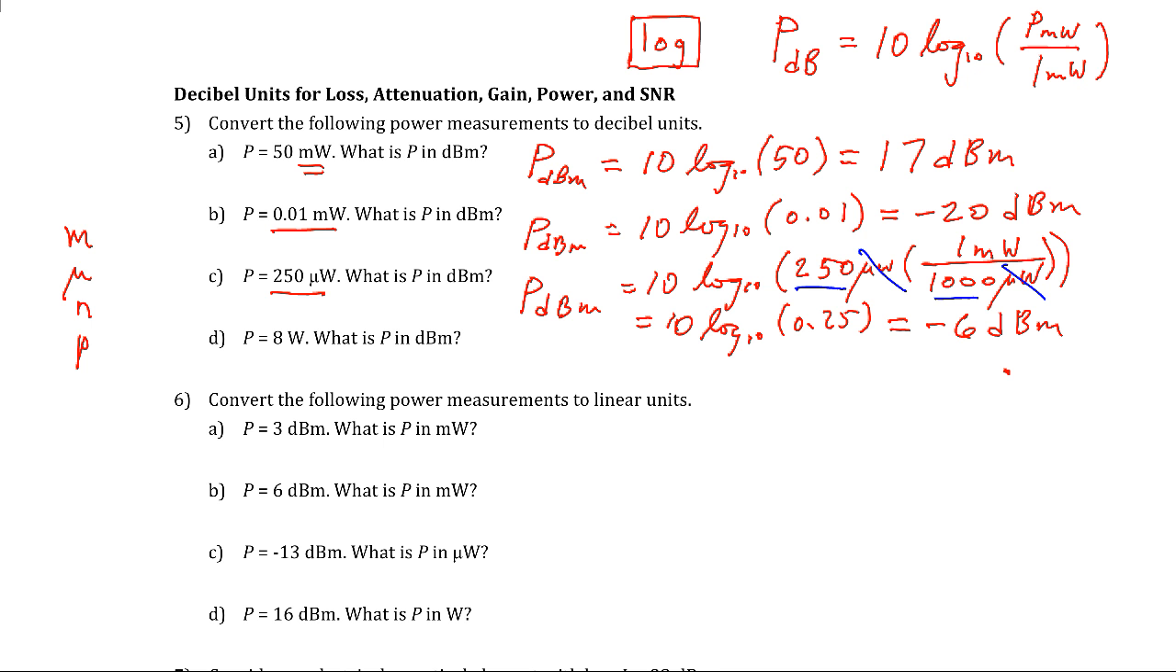Finally, 8 watts is 8,000 milliwatts, because a milli is a 1,000th of a watt. So I'm going to go ahead and plug in the 8,000 here. P in dBm is 10 log 10 of 8,000. And this we can do in our head also if we really work at it, but let me just type it on the calculator. I get 39 dBm.